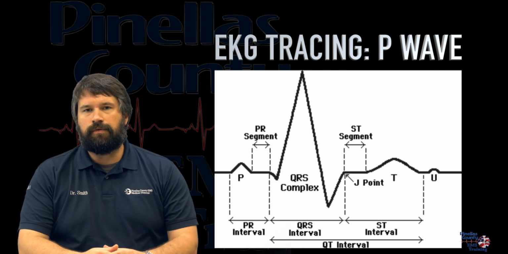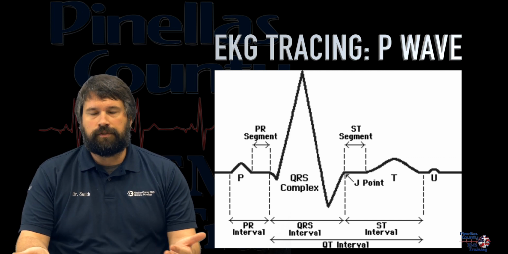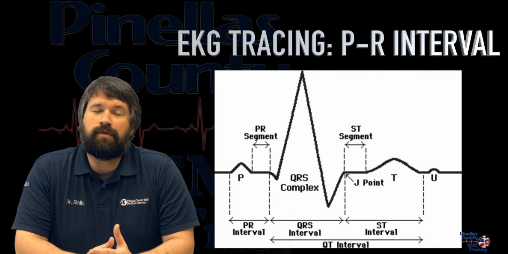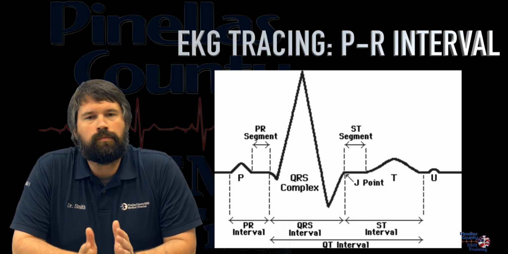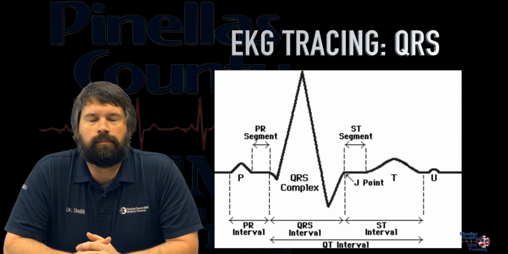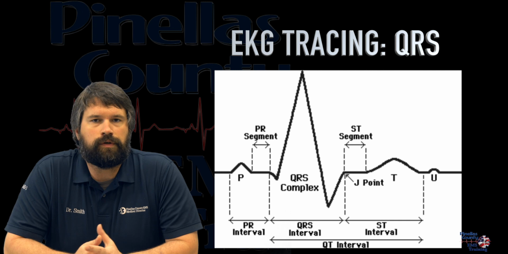So in the EKG, you expect it to be positive in leads 1, 2 in AVF, and negative in AVR. The PR interval again represents the delay in the AV node and is normally from 0.12 to 0.2 seconds or 3 to 5 small boxes.